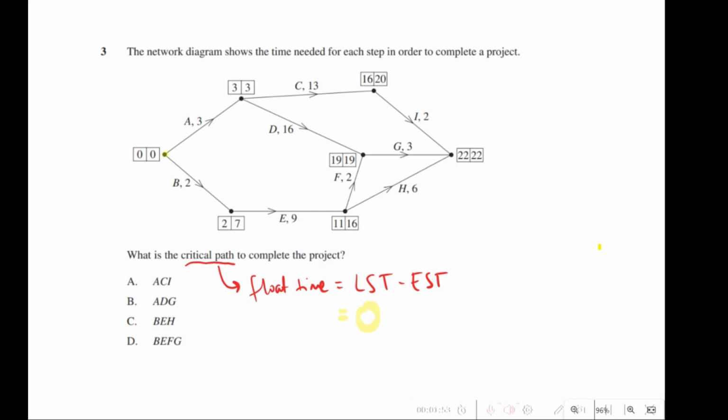So we start here and we go in this direction because this has a float time of 0. Then we move in this direction because this also has a float time of 0. And then we go to the end. This has a float time of 0. And so that path is A, D, G. So that leads us to answer option B.